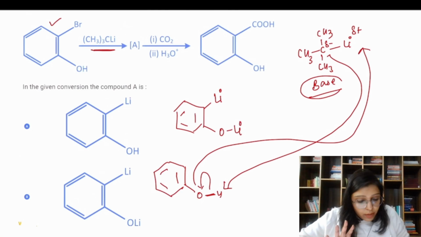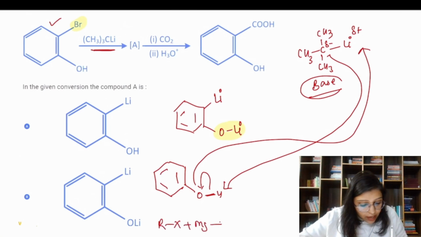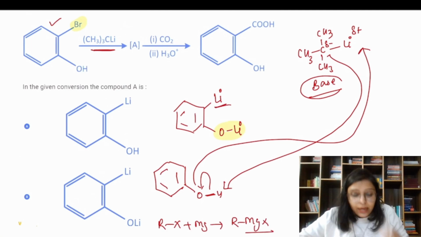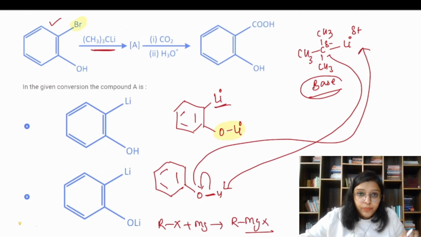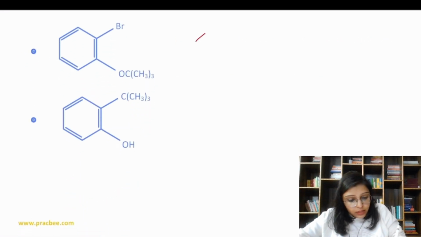Right. This is going to happen and this is how we get OLi. Now here we have Br. So we know that if we have RX plus Mg, we get RMgX. So similarly here also we get Li. Is it clear? We get Li. So let's see the further reaction.